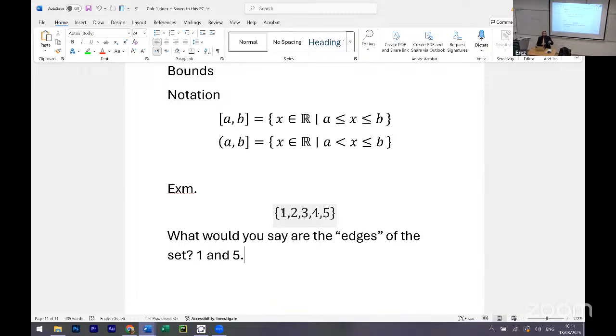Now, why would you say 5 is the top edge of this set? It's the biggest number, right? It's easy since 1 is the lowest.